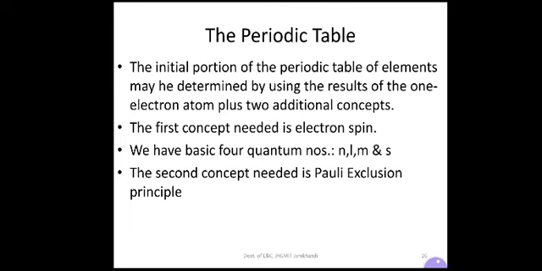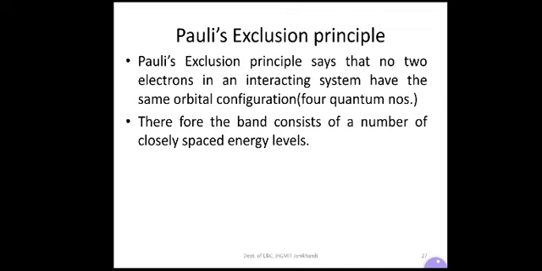The second concept needed is Pauli's exclusion principle. We have studied this Pauli's exclusion principle at the high school level. It states that in an interacting system, no two electrons have the same set of four quantum numbers.